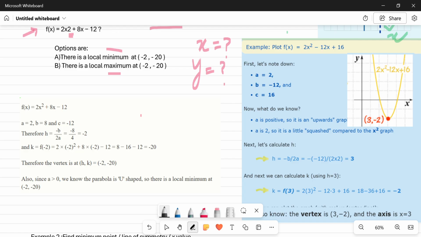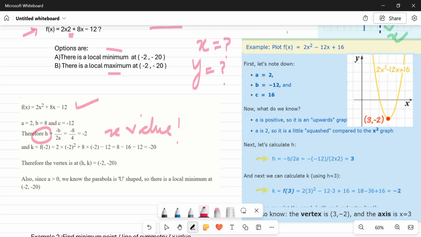Here is the question: 2x squared plus 8x minus 12. According to the standard form I already explained, 2 is a, 8 is b, and 12 is c. So how are you going to find h, or the x value? The formula for the x value is minus b over 2a. This is also the formula of the line of symmetry.